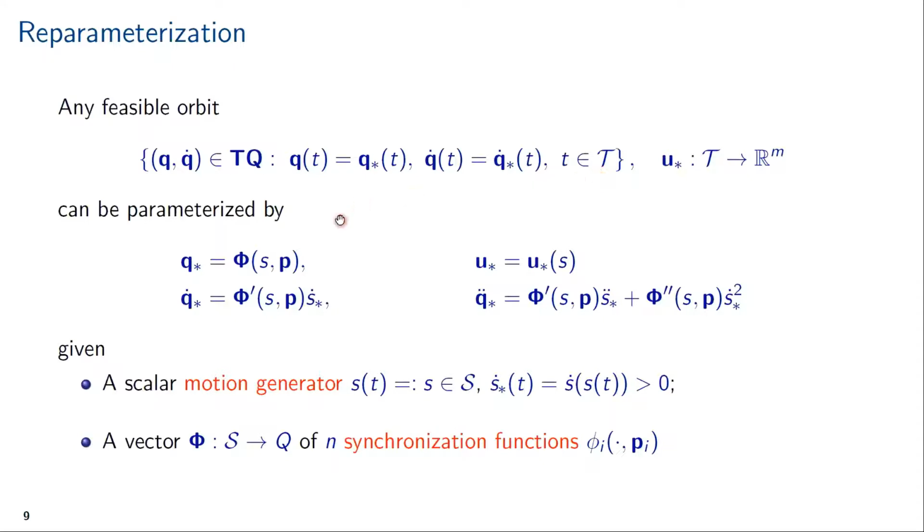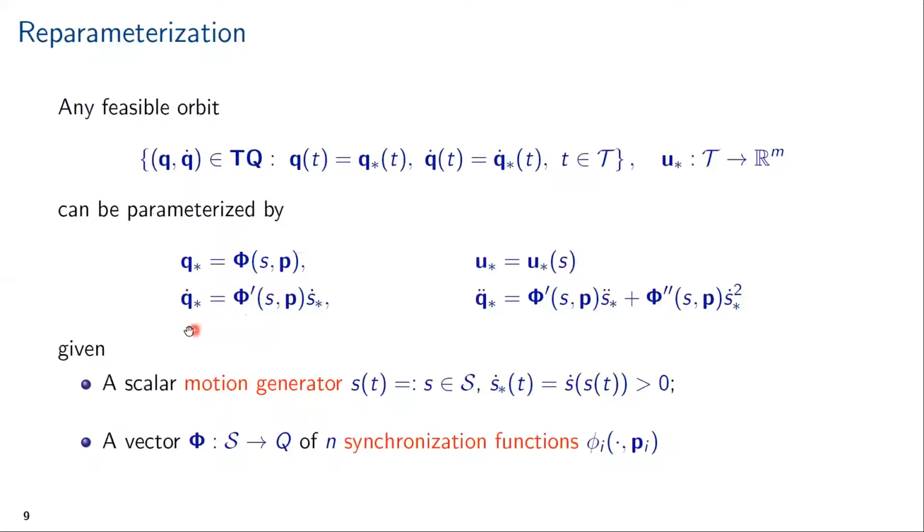Now let us assume that we know a reparameterization of this solution. That is, we know some function phi consisting of a set of basis functions, so polynomials and so forth, parameterized by s, where s is a motion generator. So basically, it is strictly monotonically increasing in time, meaning that its nominal velocity is strictly positive over a given domain, which may then be used to describe this motion using these basis functions with a set of parameters p, which might be, for instance, polynomial coefficients and so forth.